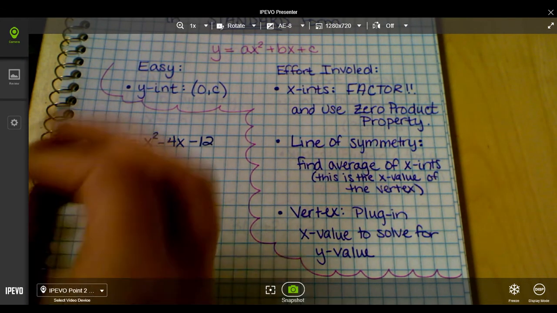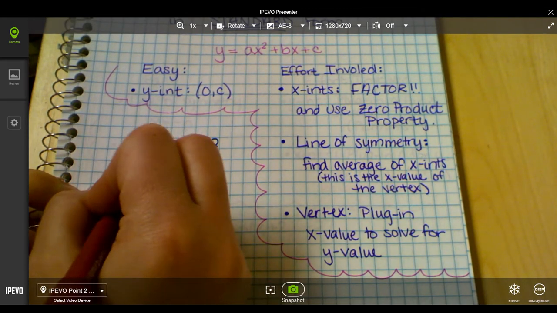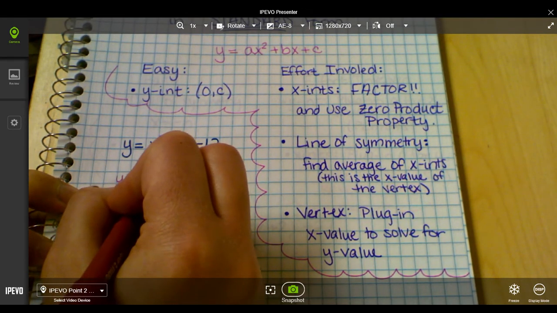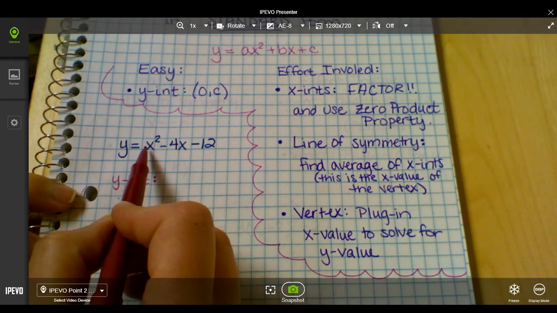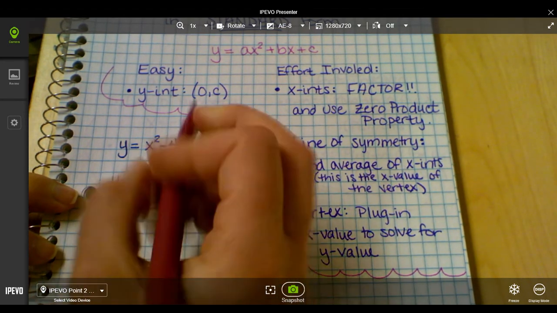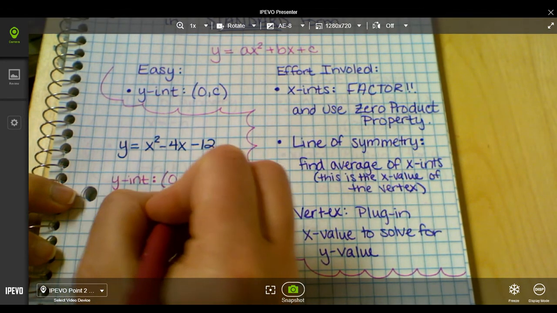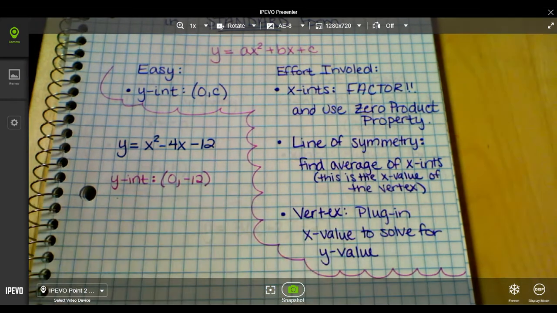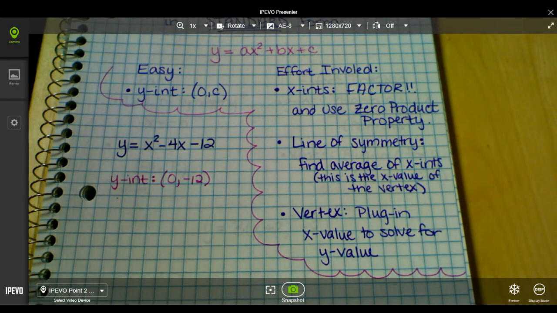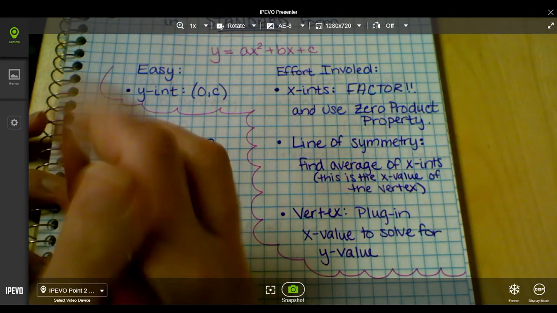So the easy part is just your y-intercept. So let's just get that one out of the way. So if I plug in 0 for x, 0 squared is nothing, negative 4 times 0 is nothing. So we're always just left with our c value, which is negative 12. Now let's actually start doing some of the more difficult stuff. I'm just going to circle that so we know it's done.